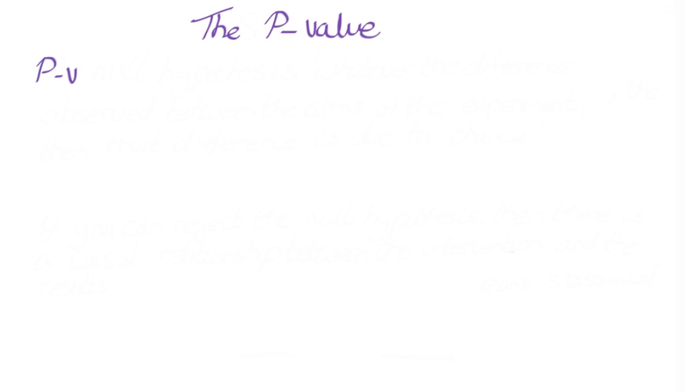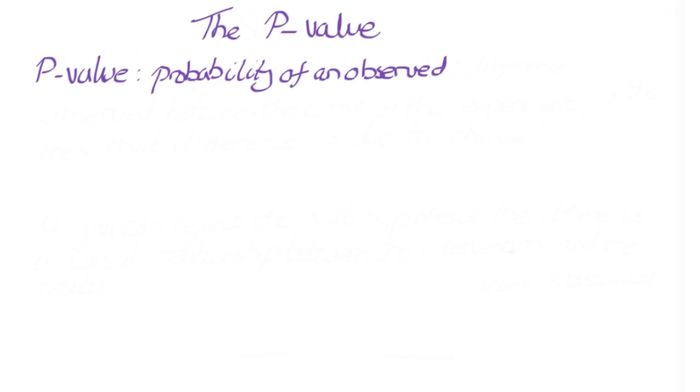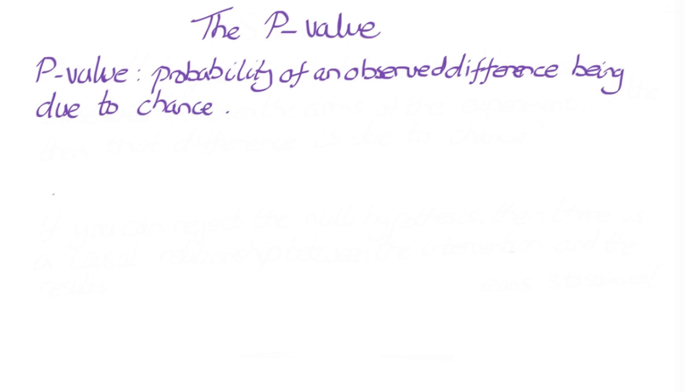The p-value is the probability of an observed difference between the effects of different interventions or treatments being due to chance alone, and it can take any value between 0 and 1.0. Going back to the concept of the null hypothesis, if the p-value is found to be 1, that would mean that there is 100% evidence for the null hypothesis. In other words, that it is absolutely certain that any difference between the results in the different arms of the experiment are due to chance and not due to the effects of the intervention.